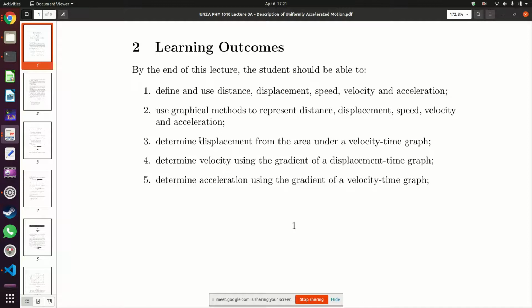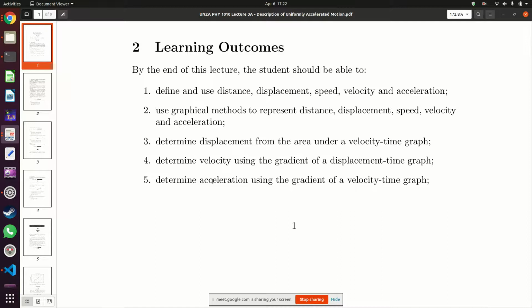Why do we need a graph? For example, there's a graph called a velocity time graph. So we're going to see how from a velocity time graph, when we work out the area under this velocity time graph, we can get the displacement or the distance which has been moved. Also, from the velocity time graph, we're going to see how we can determine the acceleration from the gradient of the velocity time graph. So the gradient of the velocity time graph gives you the acceleration.